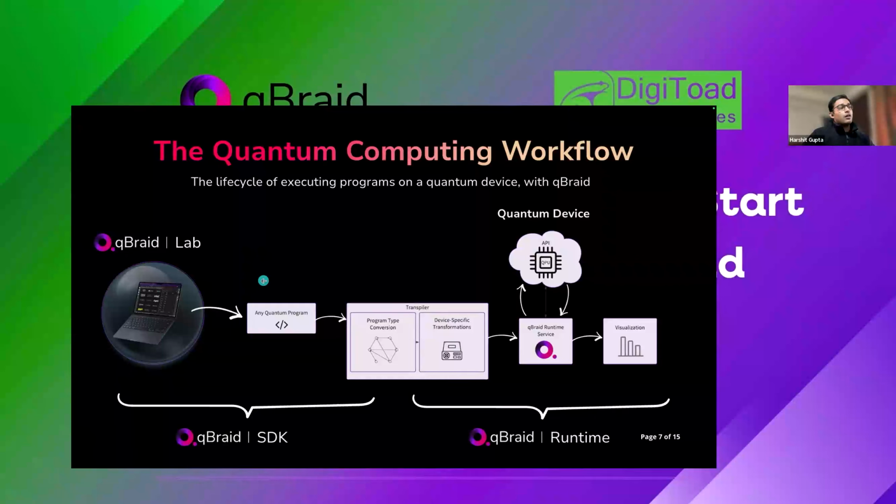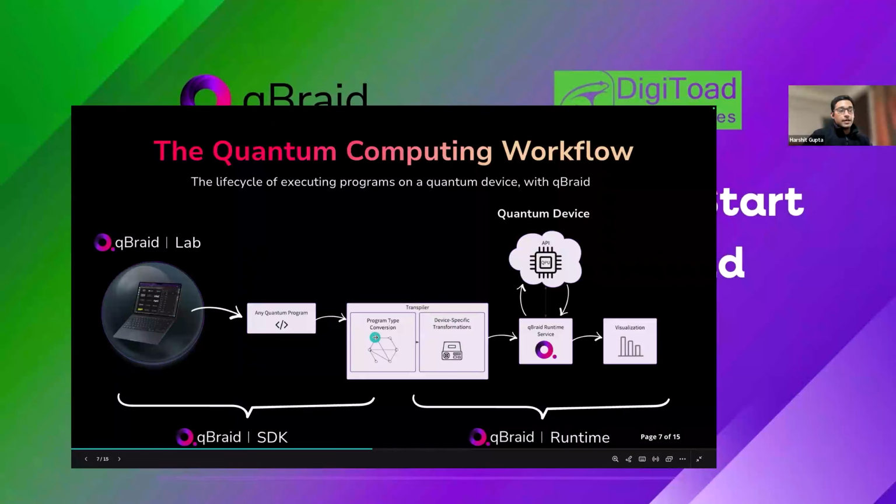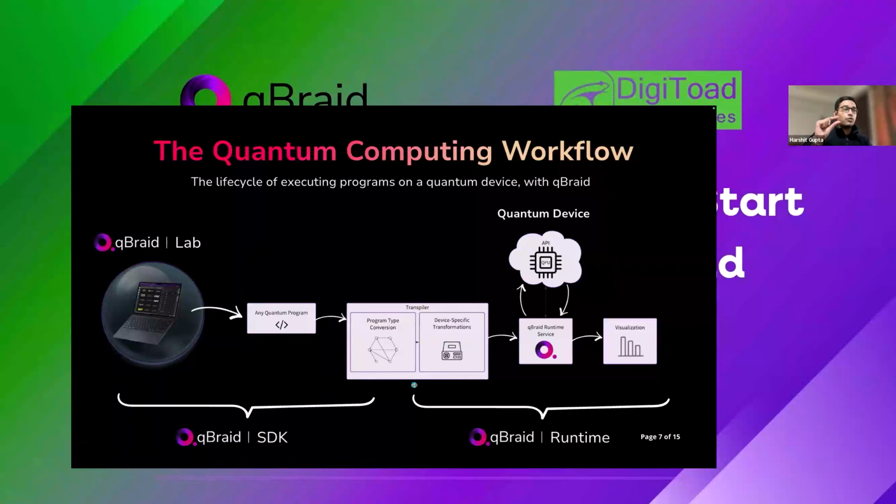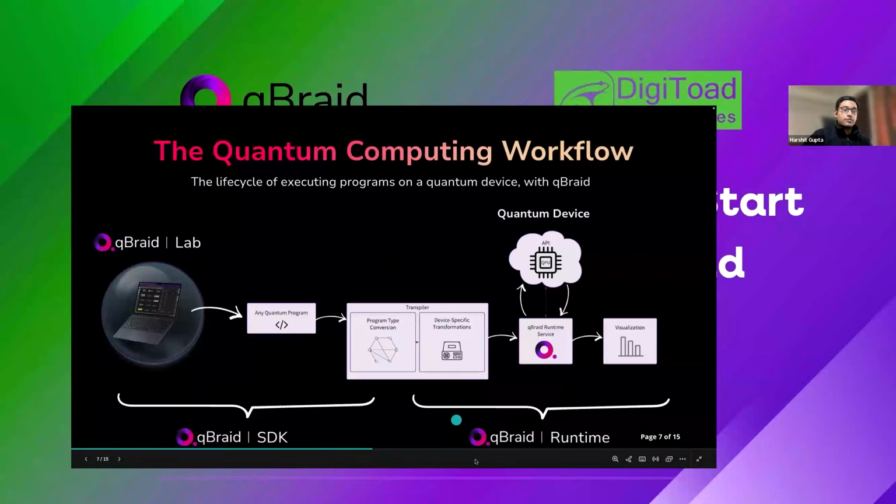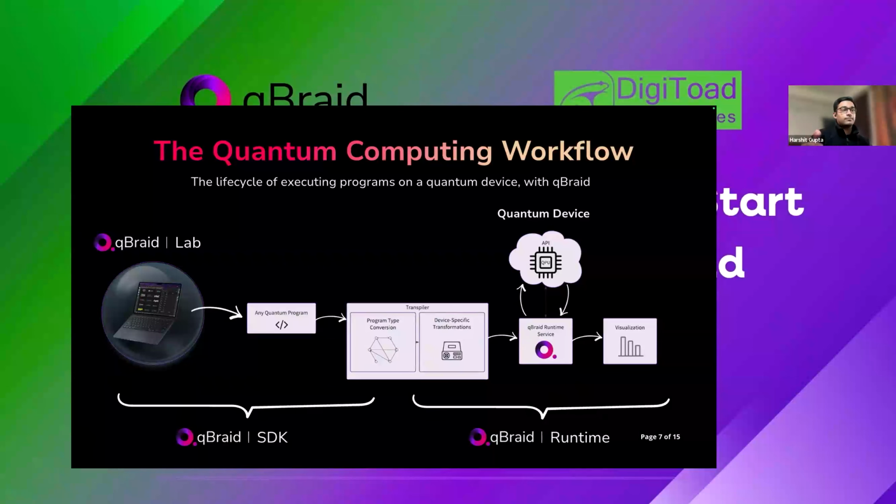Once you're on qBraid Lab, you write your quantum program using the qBraid SDK, which is a Python package. Internal to qBraid SDK are some transformations which enable your program to run on a specific device. We pass on that program to our backend APIs, which interact with the quantum systems and get you back the results, which is part of the qBraid runtime. So this is the execution flow of a particular quantum program.